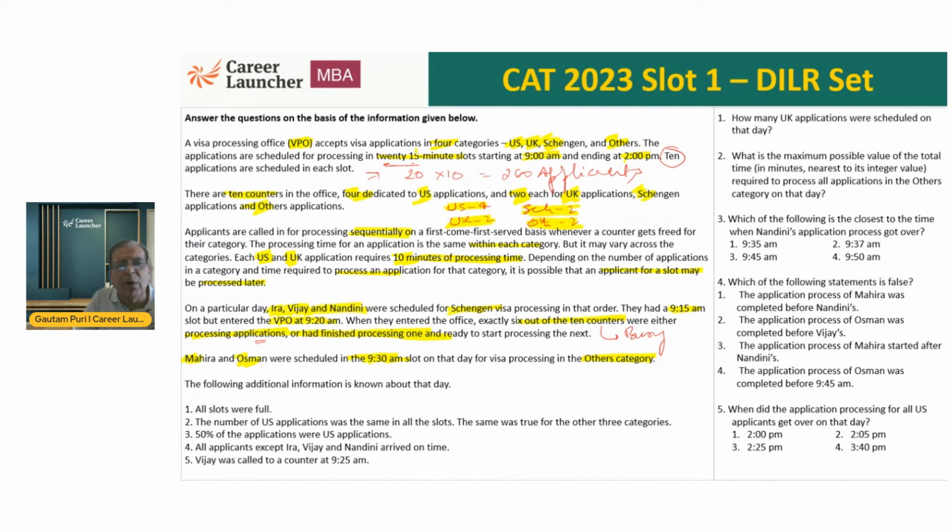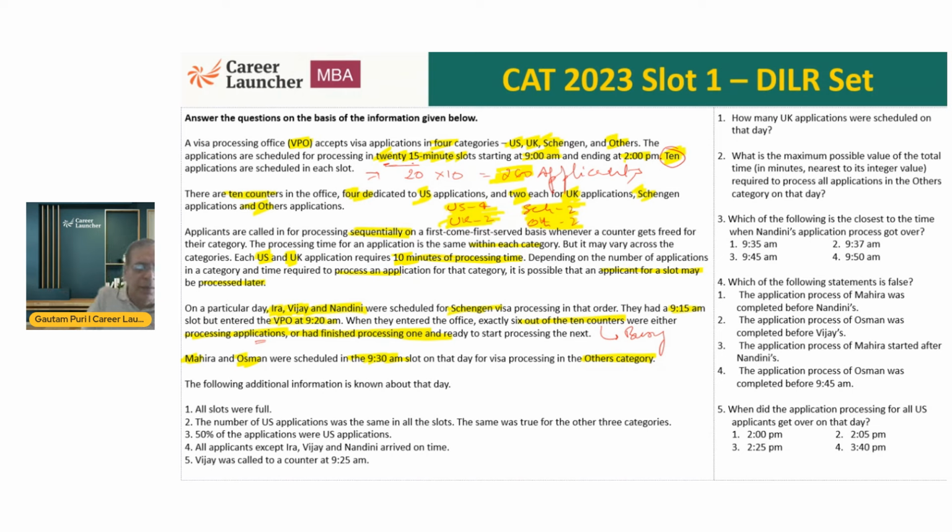The information we have got is 20 slots of 15 minutes starting at 9 going up to 10. Each slot has 10 applications. So total 200 applications on the day. Out of the 10 counters, 4 counters are dedicated for US and 2 counters each for UK, Schengen and others. So 10 counters are there. Then people will be called on a first come first serve basis. The person who comes in first will be called in first.